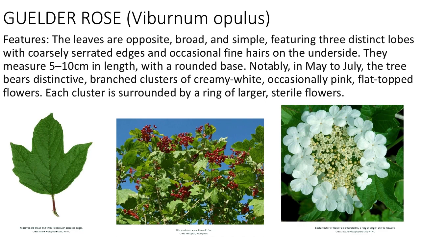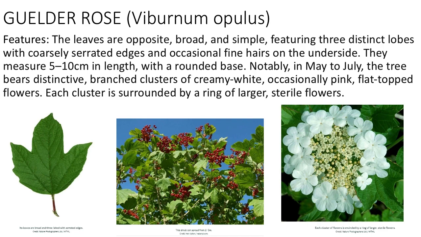Noticeably, in May to July, the tree has these distinctive branched clusters of creamy white, although occasionally pink, flat-top flowers. Each cluster is surrounded by a ring of larger flowers, which are actually sterile. So you can see in this right-hand picture that you've got the small flowers in the centre of the flower head, but they're surrounded by these larger flowers in a ring around the outside.